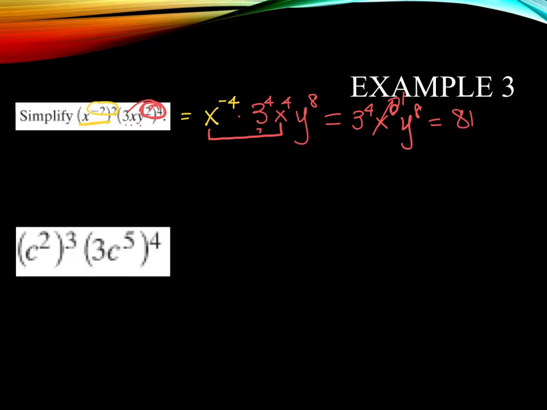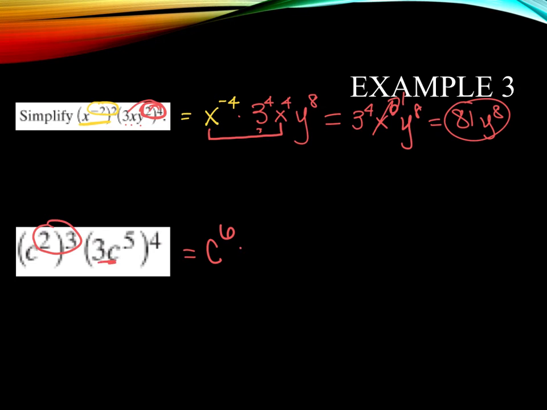So this is going to give me 81y to the 8th. Now for the second problem here, I have c squared raised to the 3rd power. So this is going to give me a power to a power, which means I'm going to multiply my exponents of 2 and 3. So this is c to the 6th times.